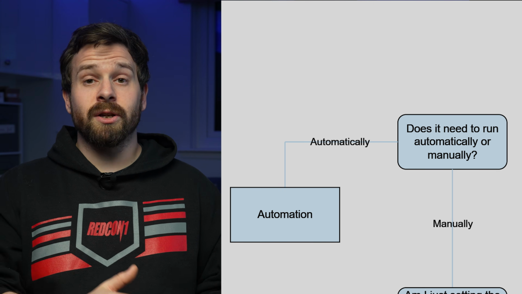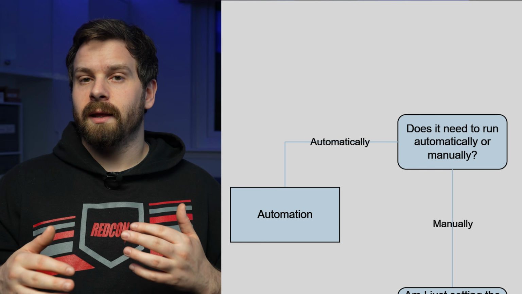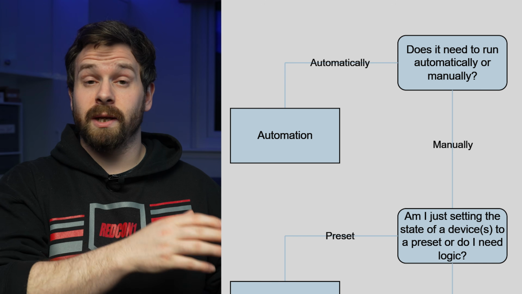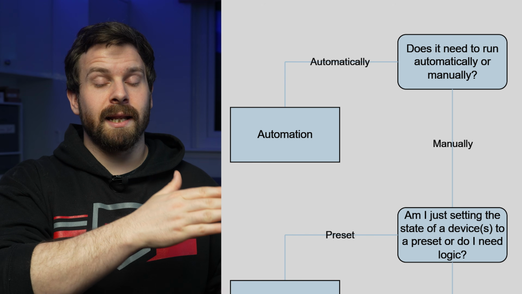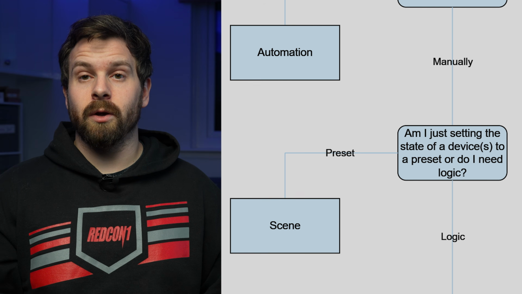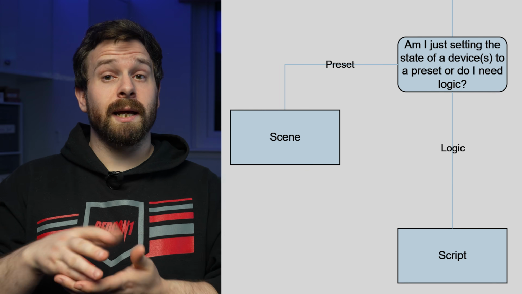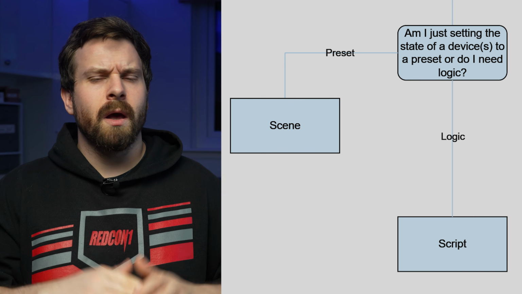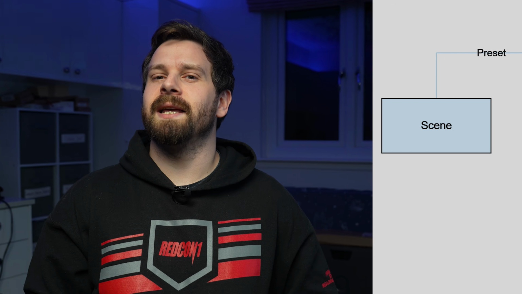If the answer is manually and I'm going to run it on my dashboard, then I can ask myself, am I just going to be setting devices to a preset state and I don't need any logic or steps? If yes, then a scene is probably a good fit. And if the answer is no, then a script is probably the best fit for your needs. Where it gets a little muddy is if I were to say that scripts and scenes are often used in an automation as part of a larger sequence. And that's where things get really powerful.